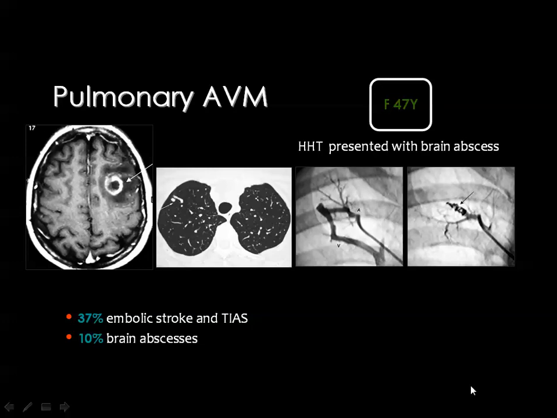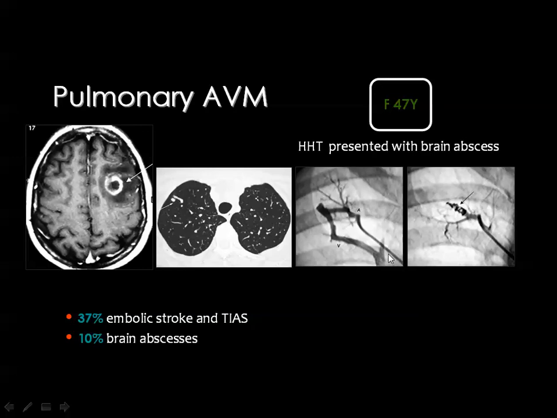Actually, there are a lot of complications of the pulmonary arteriovenous malformations, like embolic strokes and transient ischemic attacks. Also, the development of brain abscesses secondary to passage of the pulmonary septic emboli through the artery directly into the vein, and so on. This is an example of brain abscess secondary to this small arteriovenous malformation, which has been occluded by steel coil, as you can see here.